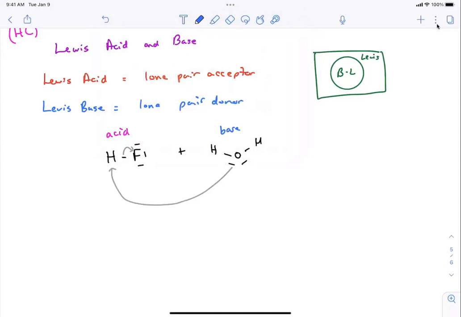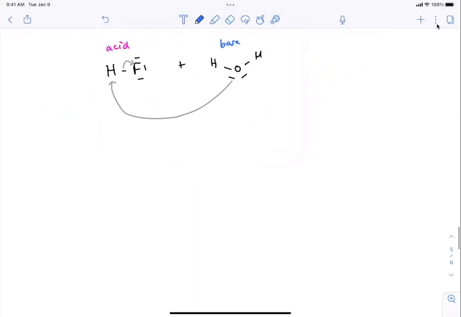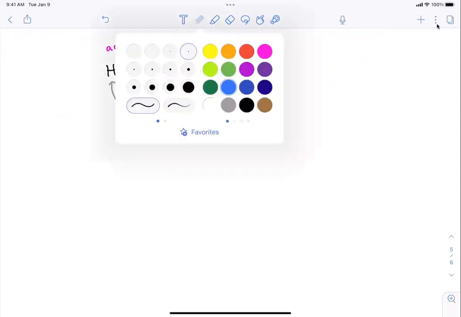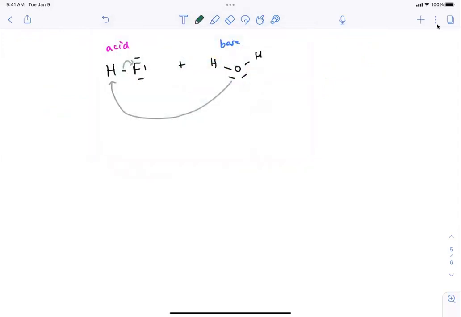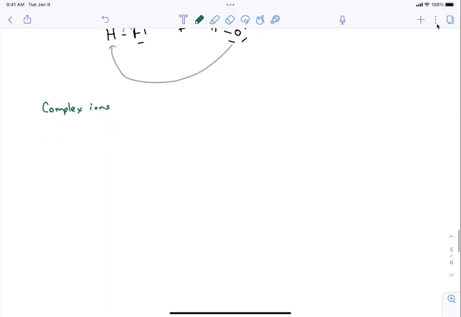Okay. Now, where it gets difficult is when you have species that aren't Bronsted-Lowry acid bases, and these are generally what we know as complex ions. And complex ions are ions that are made up of several species kind of bonded together. And so what you might see is something like this.